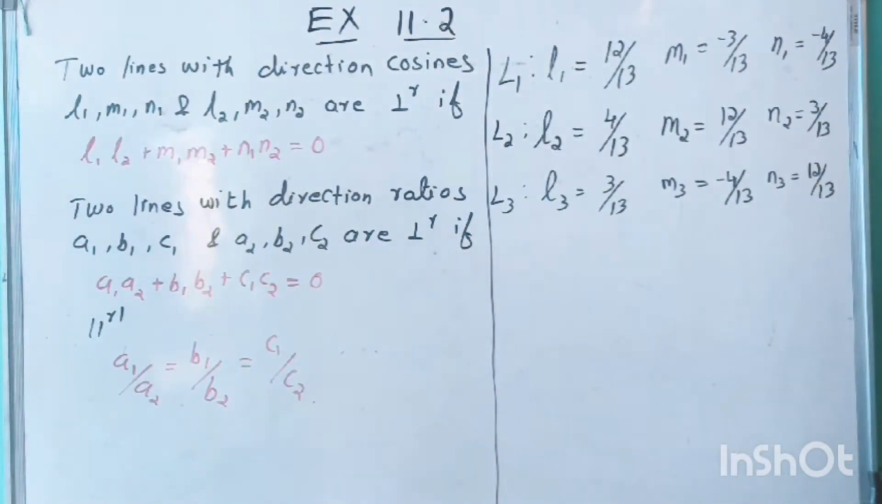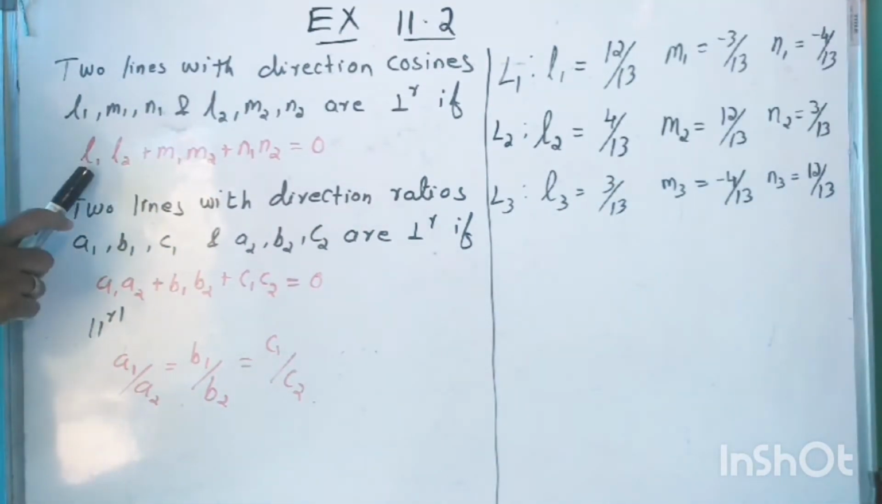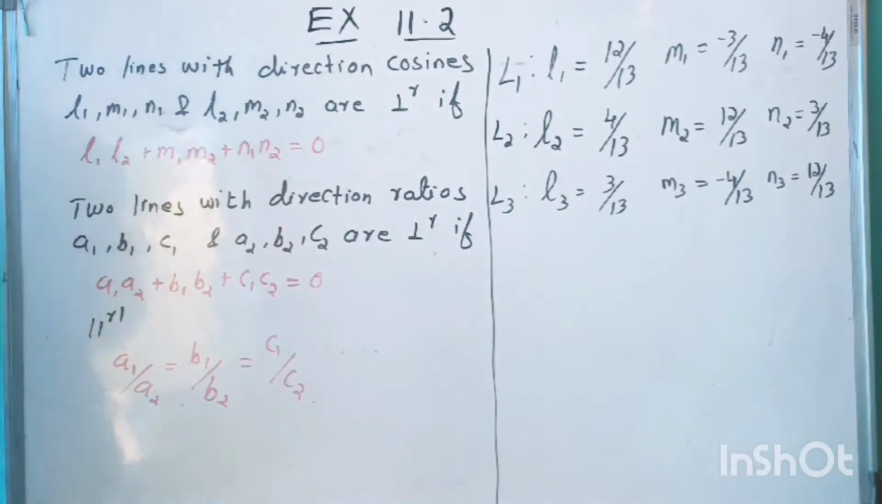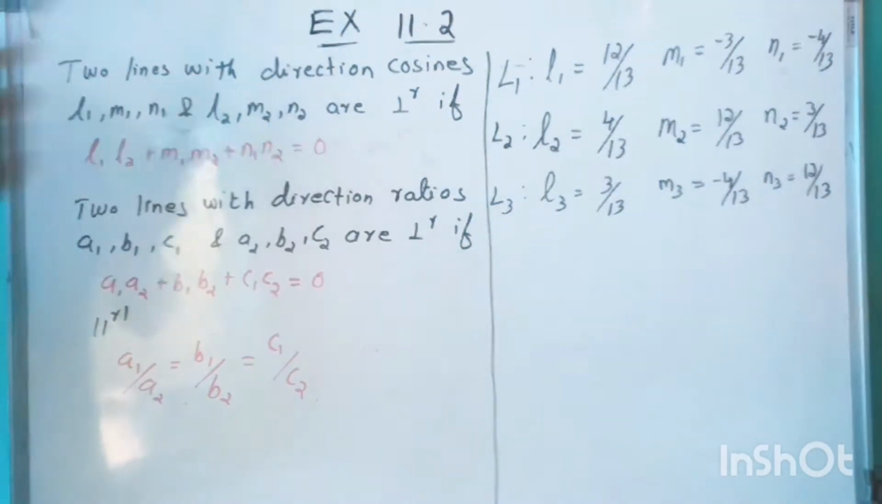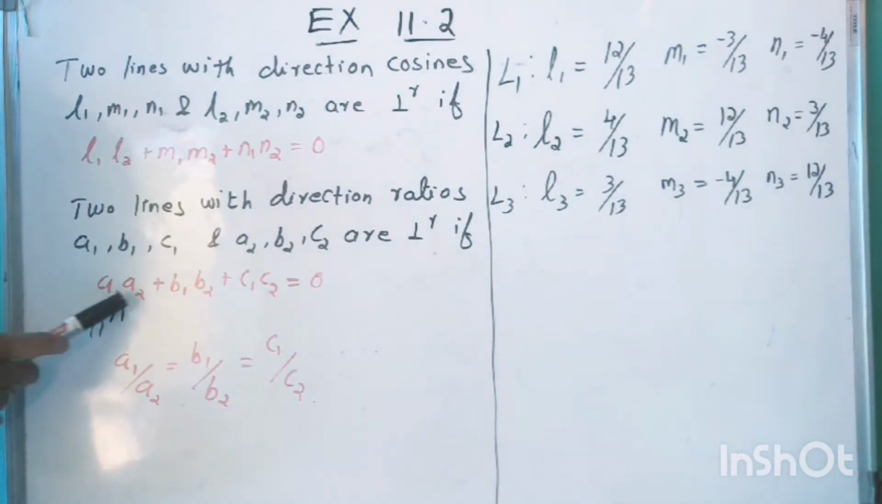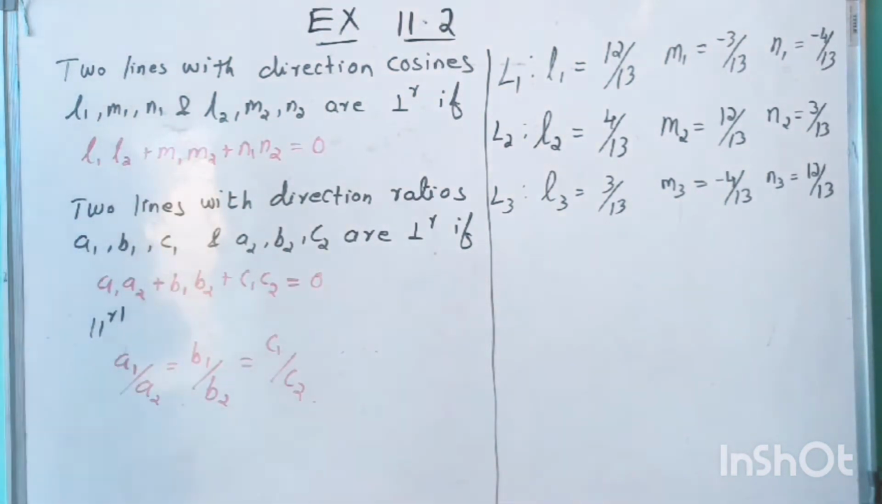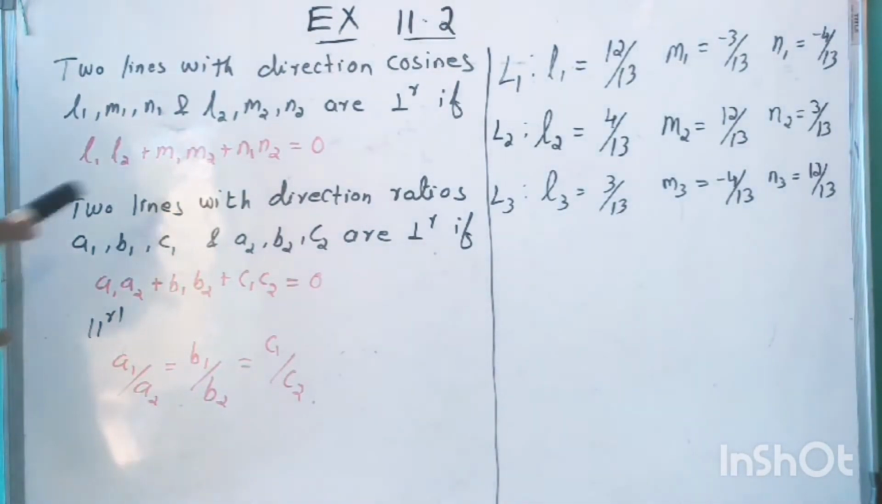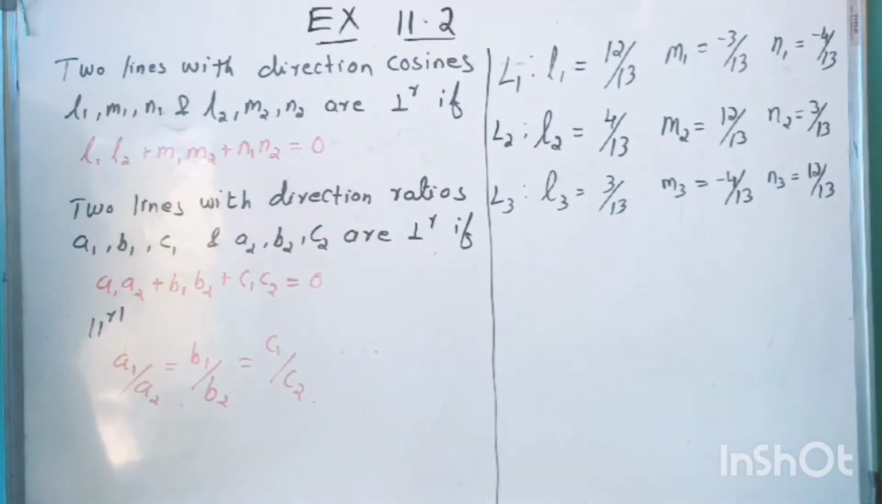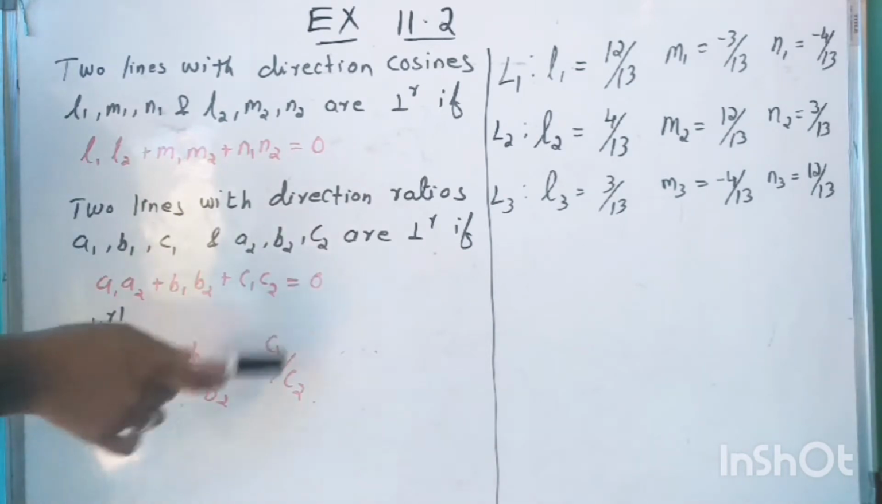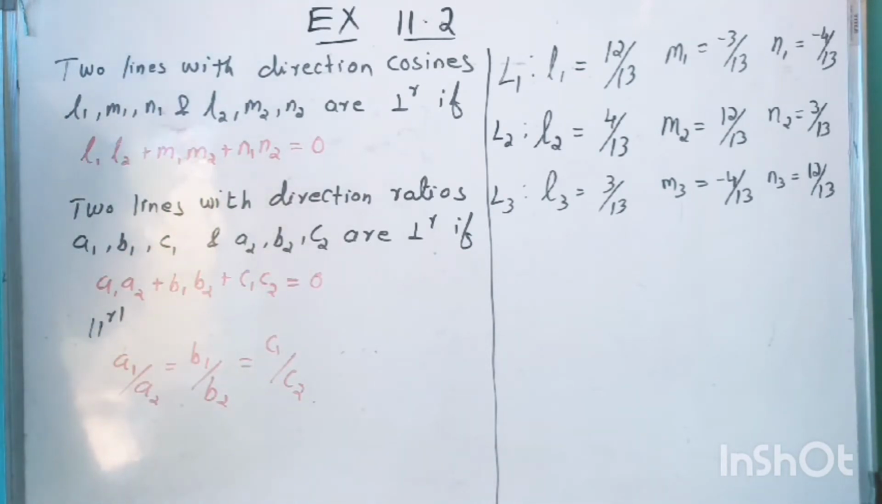So if you want to prove two lines are perpendicular and direction cosines are given, then you need to prove L1 L2 plus M1 M2 plus N1 N2 is equal to 0. And if direction ratios are given, in that case you need to prove A1 A2 plus B1 B2 plus C1 C2 is equal to 0. And if you want to prove two lines are parallel, then the corresponding components are in the same ratio. That is A1 by A2 is equal to B1 by B2 is equal to C1 by C2. If the corresponding components are in the same ratio, then we can say that two lines are parallel.